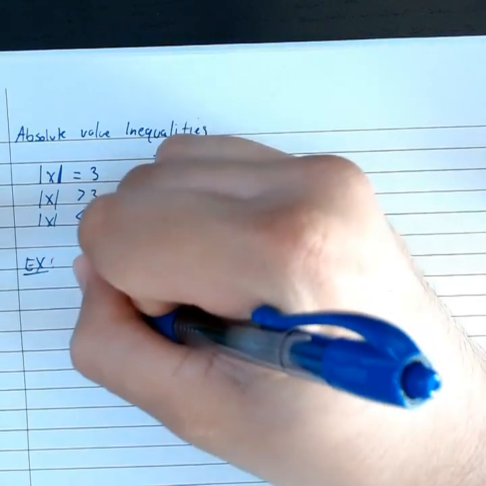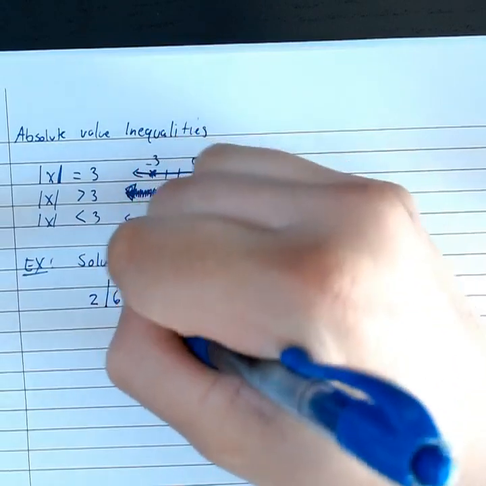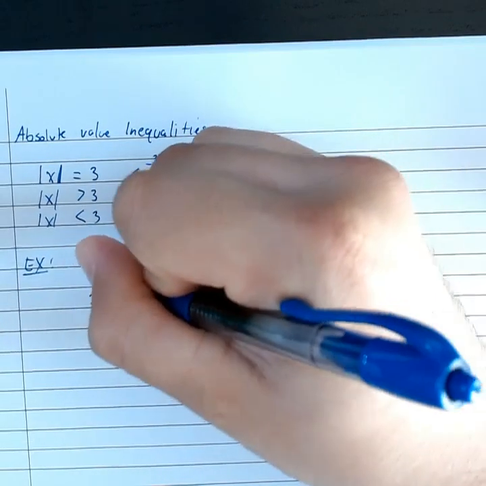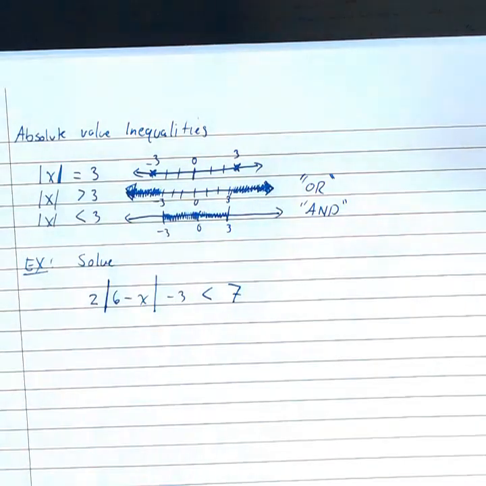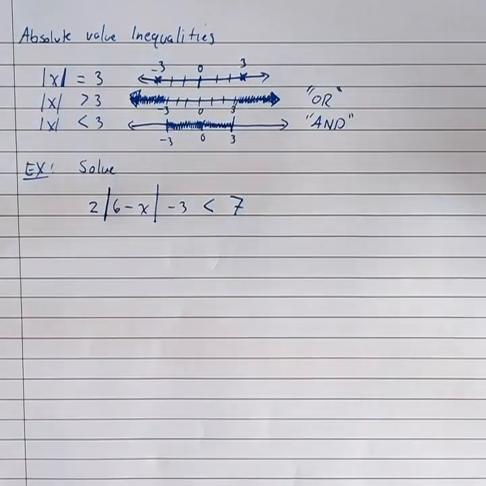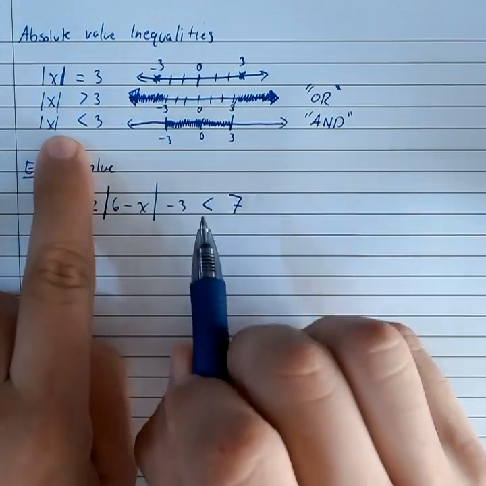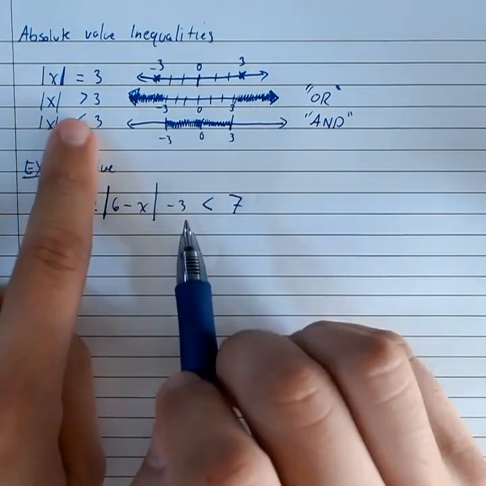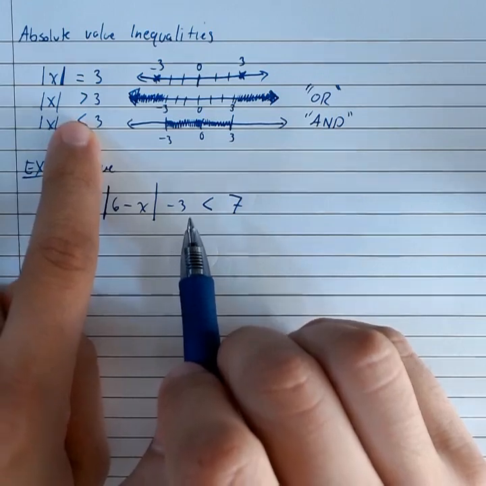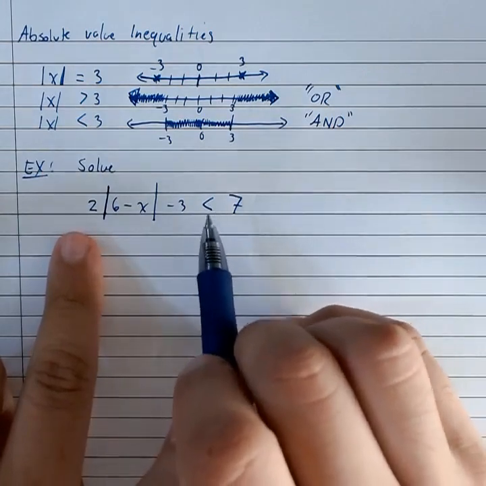2 times the absolute value of 6 minus x, minus 3 is less than 7. Just like that. All right, so first of all, I want to isolate my absolute values. Sometimes this less than or greater than will be misleading. It looks like I should have greater than, and really it should be less than, because when I isolate my inequality, I'm going to end up changing my inequalities.